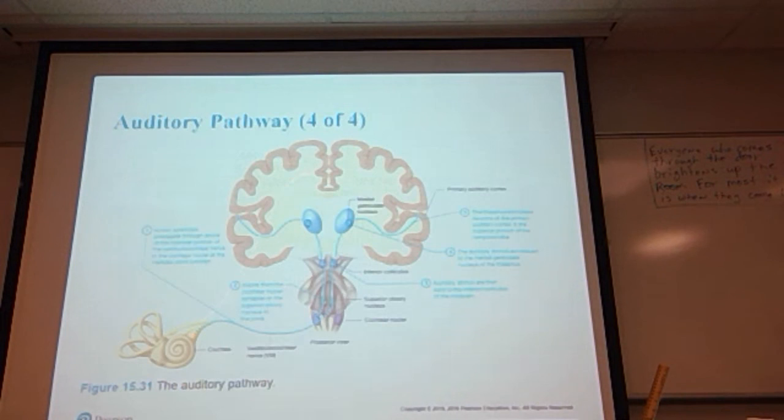And again, here is the pathway. Here's the sound coming into the inner ear, signals coming in, connecting to nuclei of the pons, crossing up into the midbrain, stimuli being generated by the thalamus, and then out to the areas of the brain for the primary auditory cortex.